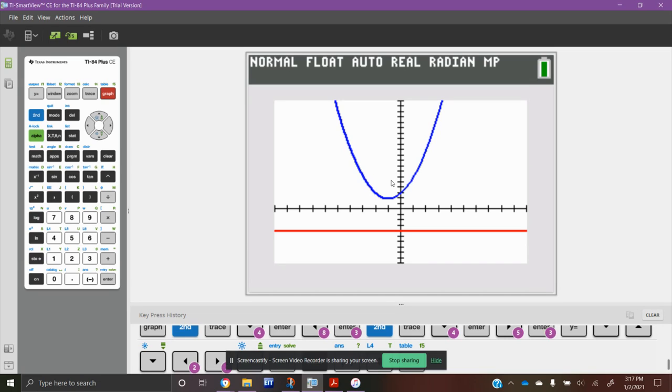Okay, so basically, if you're given 2 graphs, you're looking for the intersection points. If you're given 2 equations, you're going to graph them and then find the intersection points. And that's as much as we're going to get into systems for this learning target.